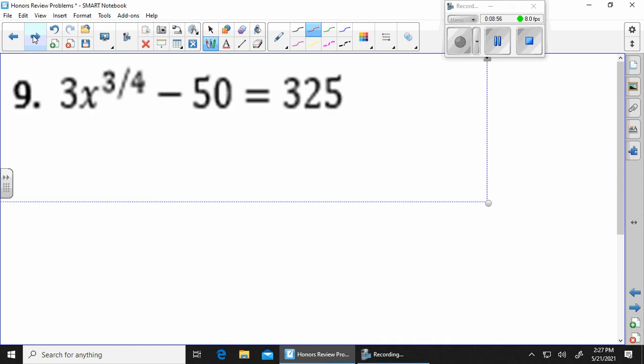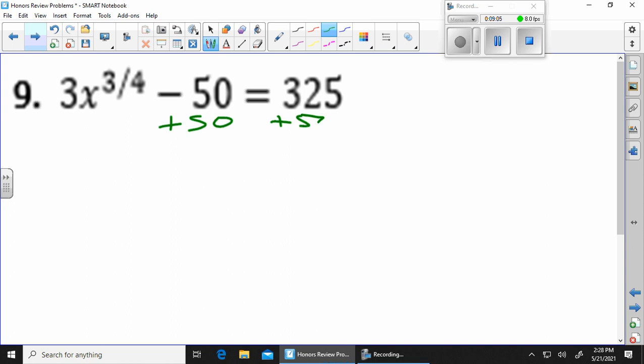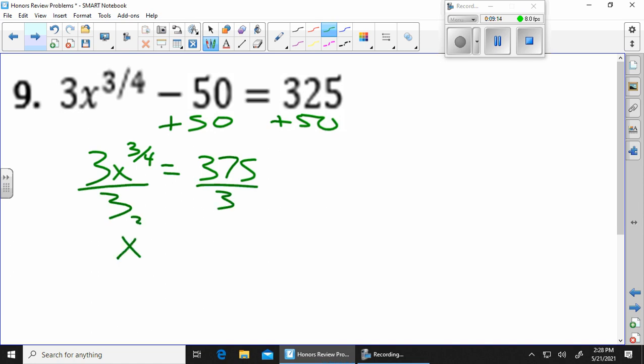Number 9. Isolate your power. So same thing. Add 50. Always add or subtract before you multiply or divide. I got 375. Divide by 3. I got 125. How do you get rid of a 3/4 power? 4/3 it. That gives you x. You literally put that in your calculator, and that gives you 625.